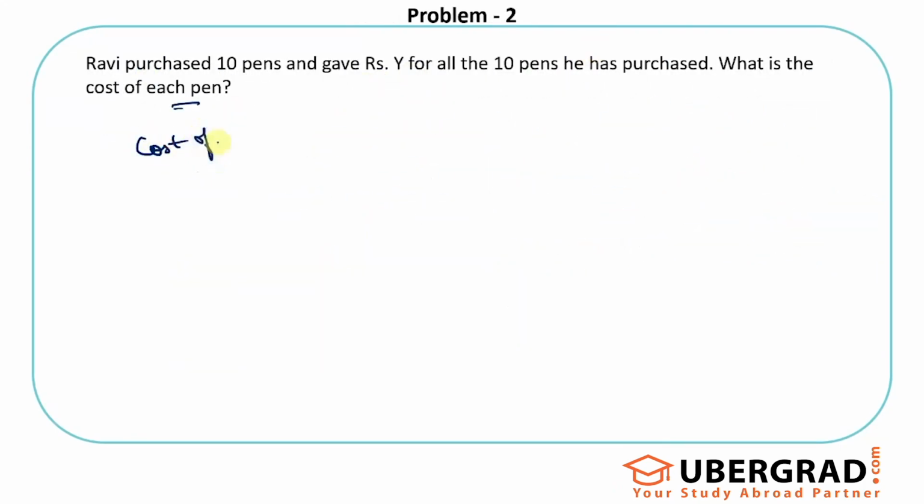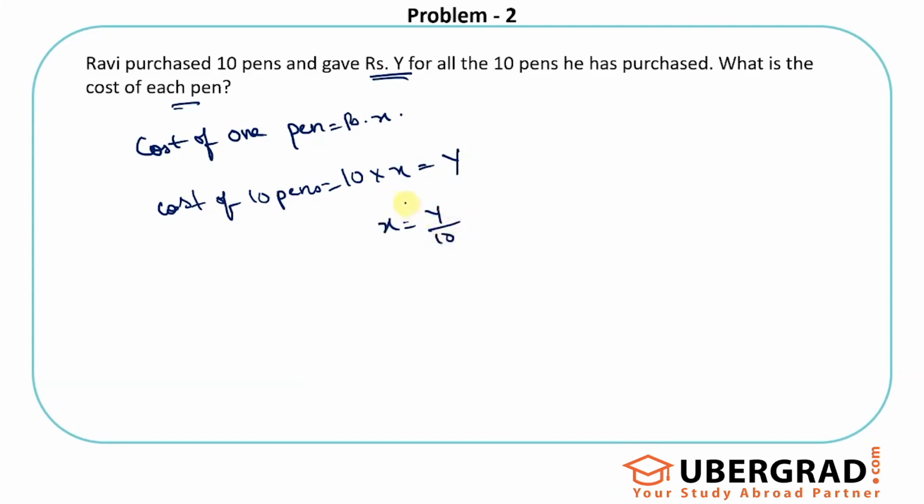Let's assume the cost of one pen is X rupees. What will be the cost of 10 pens? It is 10 into X. That is given as Y rupees. So now what is the value of X? It's Y by 10. That means each pen costs Y by 10 rupees. Yes, I know it's again another variable, but that's how the question is.